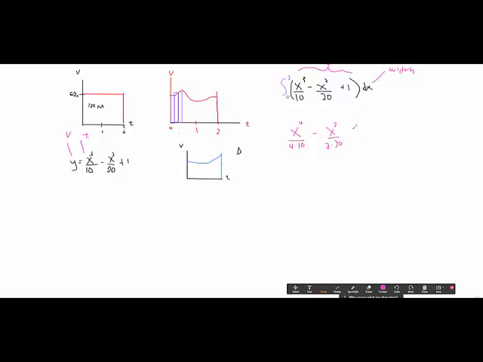And finally, 1 is a constant. So the antiderivative of the constant is just going to be x. This has to be evaluated now from the upper limit, in this case 2. So we're evaluating from 0 to 2 of this equation.